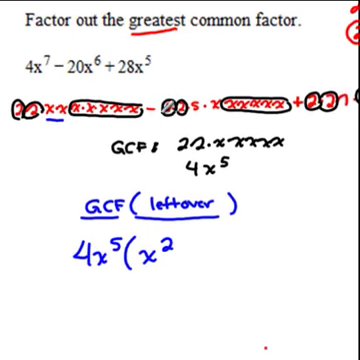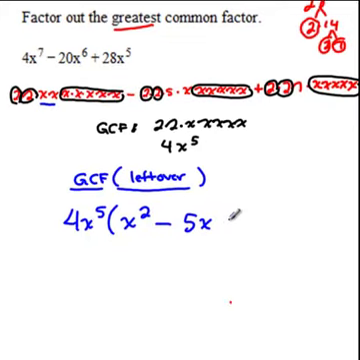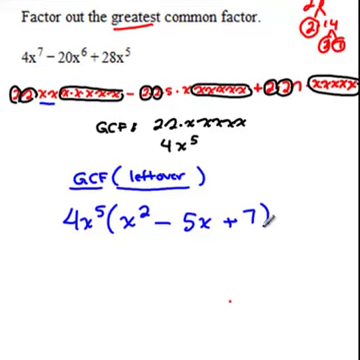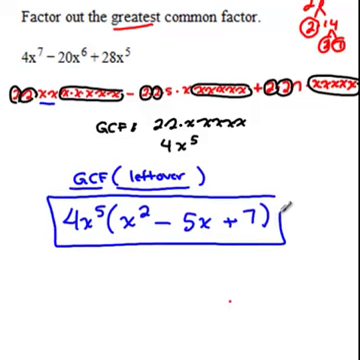Whatever the sign is, bring it down, so there's a minus sign. And then we have to figure out what's left over from this middle term. If I divide out a 4x to the 5th from this middle term, we're left with 5x. And so I'll write 5x. Next term, bring down the plus sign. What's left over from this term? 7. Close your parentheses, box that up, because you're finished.